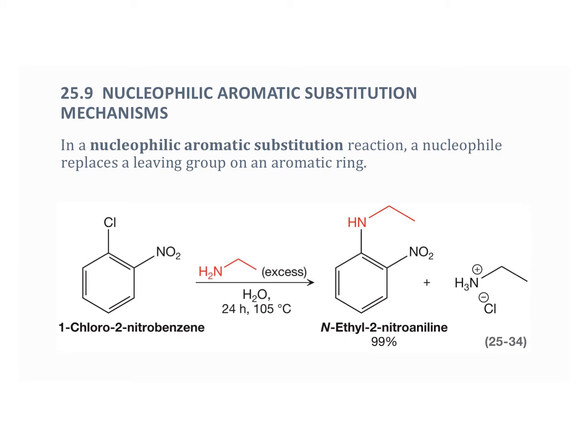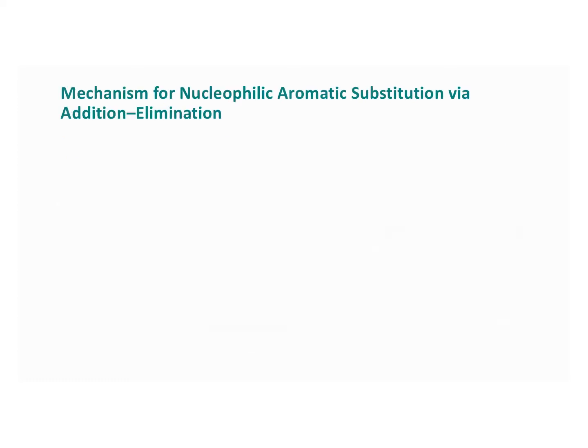So, for example, when 1-chloro-2-nitrobenzene, shown here, is treated with excess ethanamine, shown here, N-ethyl 2-nitroaniline is produced. And so what we see here is that overall, the chlorine is replaced by an ethylamino group. Now, the mechanism for this, which we're going to show right here, so we're going to start with all our mechanisms. We're going to draw the reactants first.